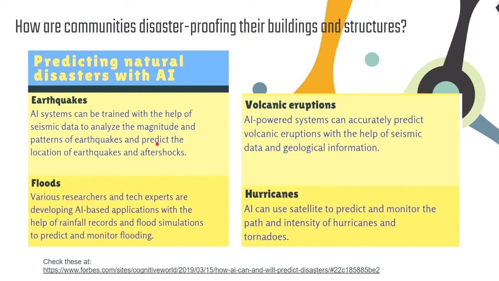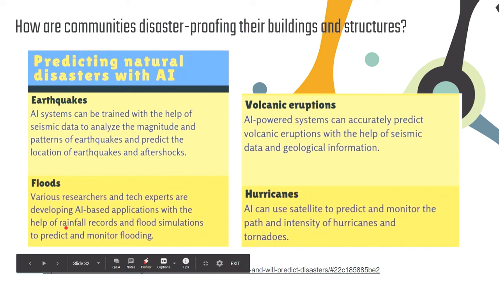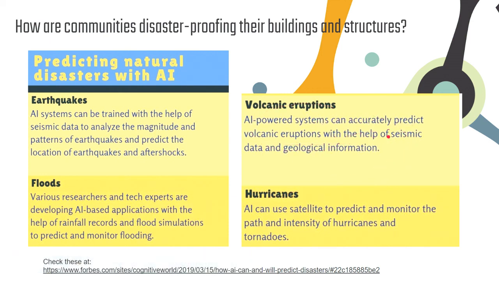Currently, artificial intelligence is being used in predicting disasters, specifically earthquakes. AI systems can be trained with the help of seismic data to analyze the magnitude and patterns of earthquakes. In terms of floods, researchers and tech experts are developing AI applications to look into data such as rainfall records and flood simulations to predict flooding. For volcanic eruptions, AI can predict them through seismic data. And AI can use satellites to predict and monitor the path of hurricanes and tornadoes.